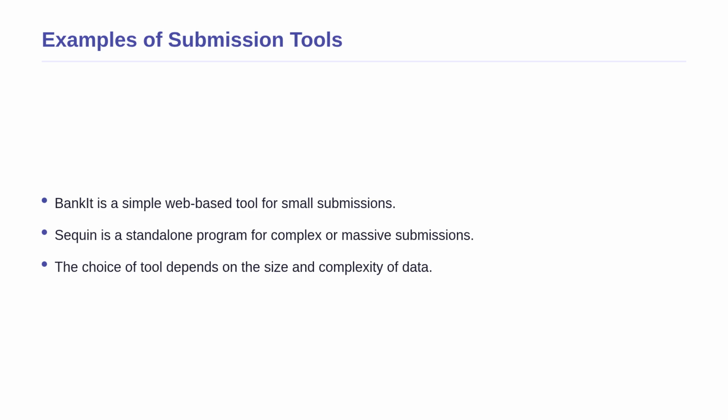Knowing what these tools do, let us look at a couple of specific examples used in the field. There are different tools designed for different scales of work. For instance, Bankit is a simple web-based tool that is perfect for small, routine submissions, like a single gene. On the other hand, Sequin is a robust standalone program used for highly complex or massive sequence submissions, such as an entire genome. Researchers must choose the appropriate tool based on the digital size and biological complexity of the data they are trying to upload.